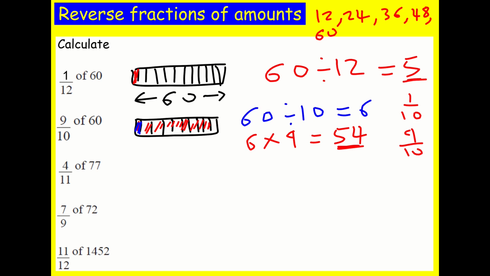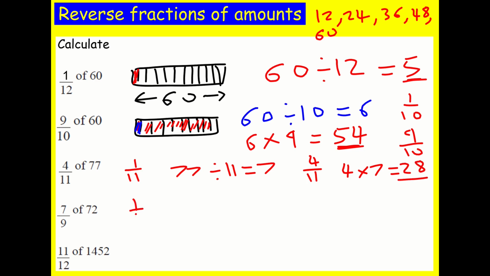4/11 of 77. I'm going to move away from the bar model now, so I'm just going to do this a bit quicker, but I'm hoping that you're happy. So if I want to find 1/11, then that's going to be 77 divided by 11, which is 7. So 4/11 is going to be 4 times 7, which is 28.